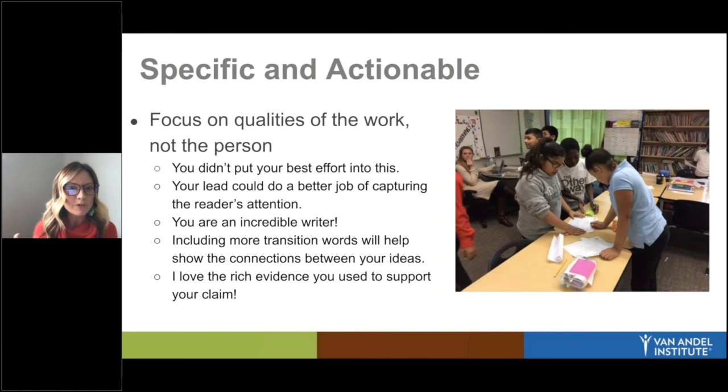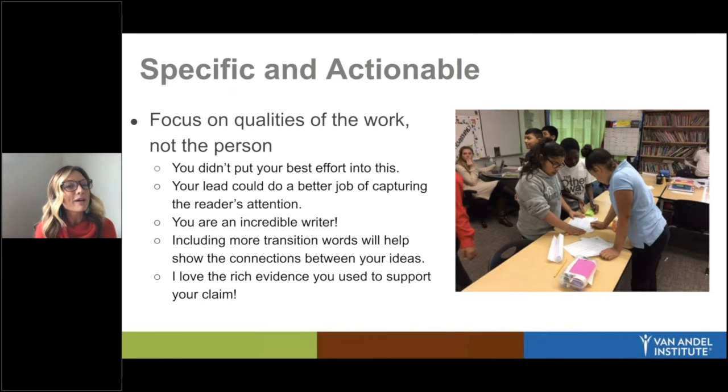We're talking about focusing on the qualities of the work and not the person. It's nice to do what we call examples and non-examples. So I want you to think for a moment. Here are 5 examples of feedback that maybe is specific and actionable, maybe it's not. Just look at these 5 that we have listed here and think, is it specific and actionable or is it not? And I'll read those out loud.